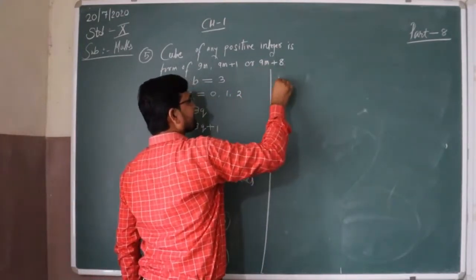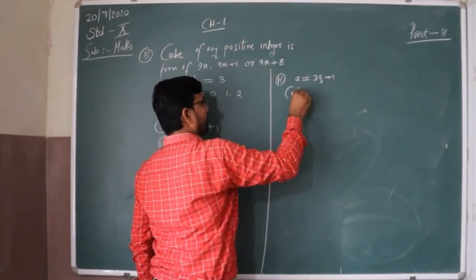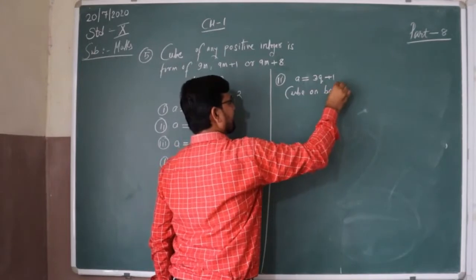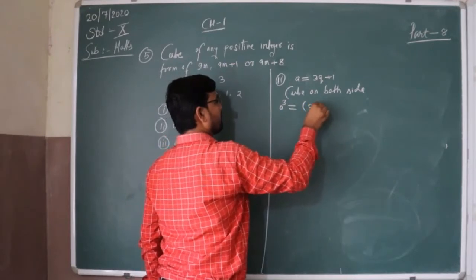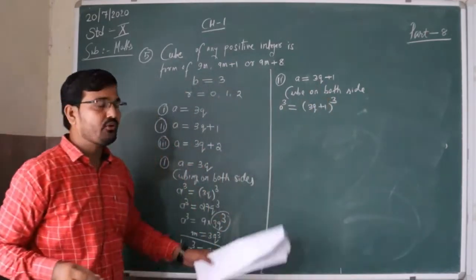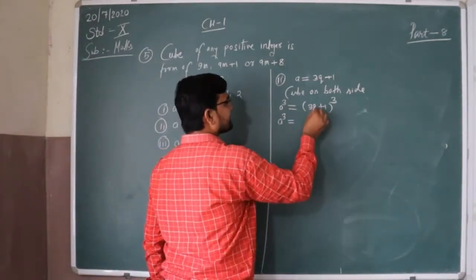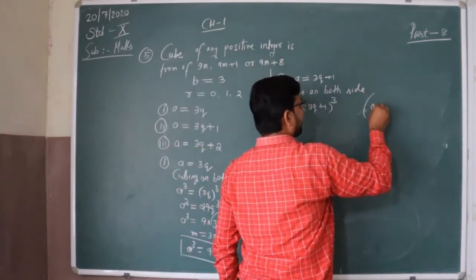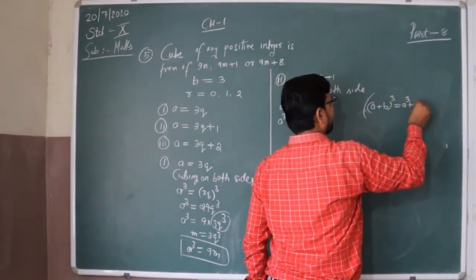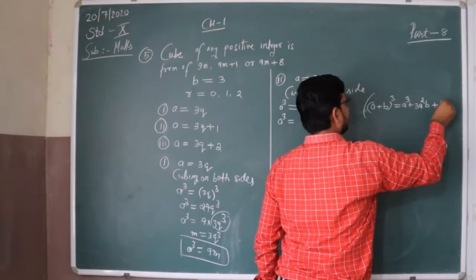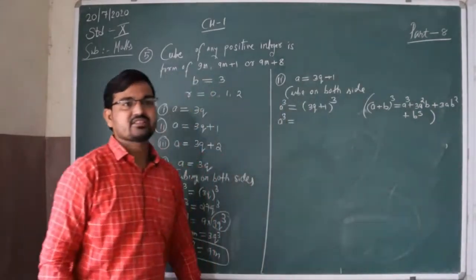So we got 9m as a form. Second one, a is equal to 3q plus 1. Cube on both sides, so a cube is equal to 3q plus 1 whole cube. Now we have to use the a plus b whole cube formula. What is the formula? a plus b whole cube is equal to a cube plus 3a square b plus 3ab square plus b cube. This is the formula that we have to apply.